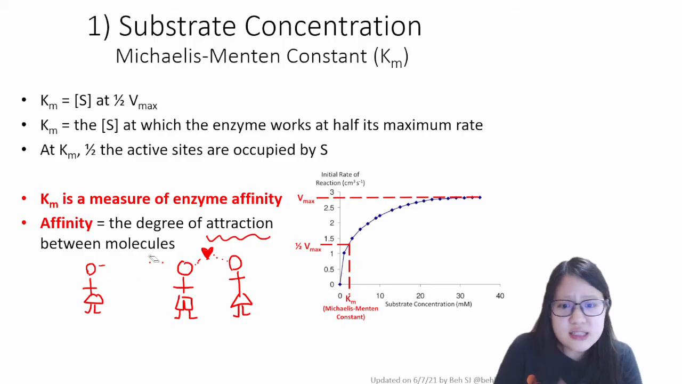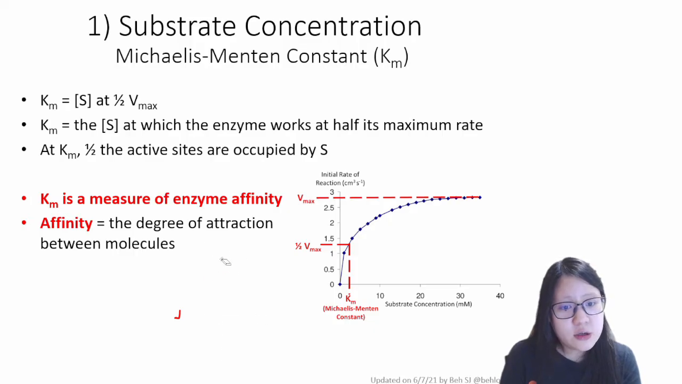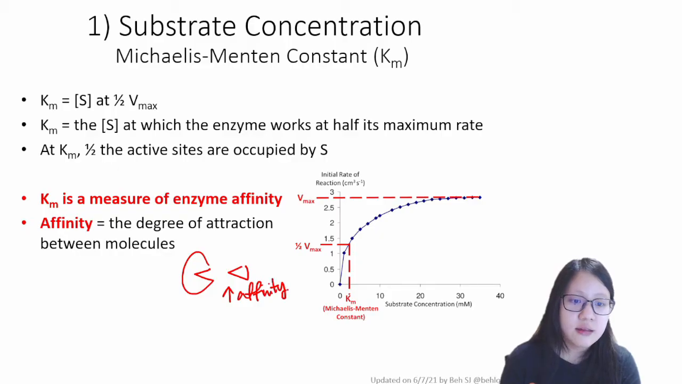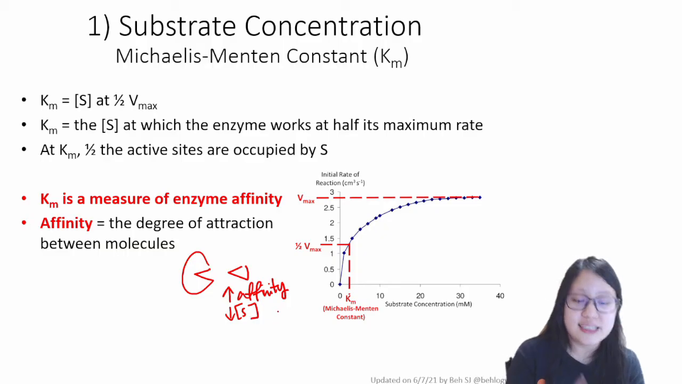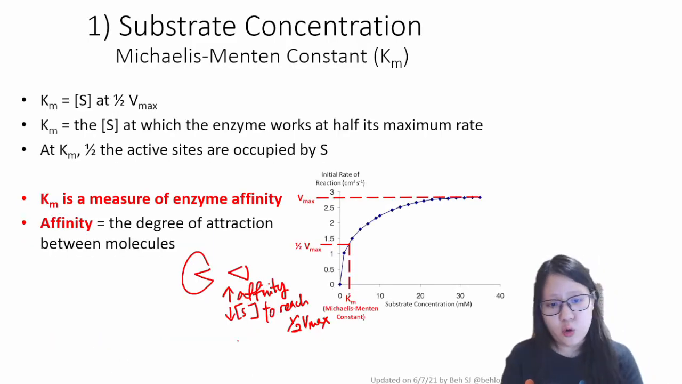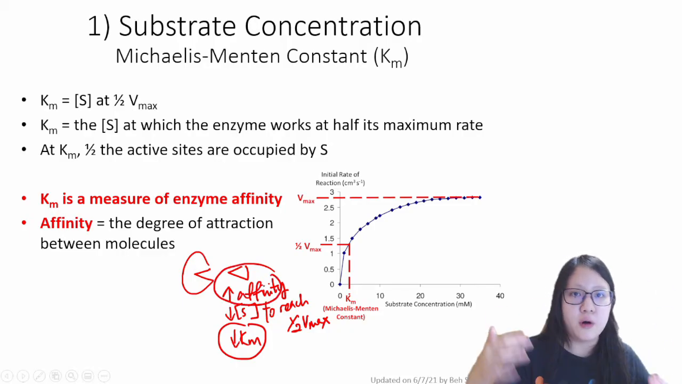So it's the same with Km and affinity, right? Let me erase this. So if an enzyme and a substrate have a high affinity for each other, then less substrate concentration is needed in order to reach half Vmax, right? This means that the lower the Km, the higher the affinity. So it's inversely proportional to each other.